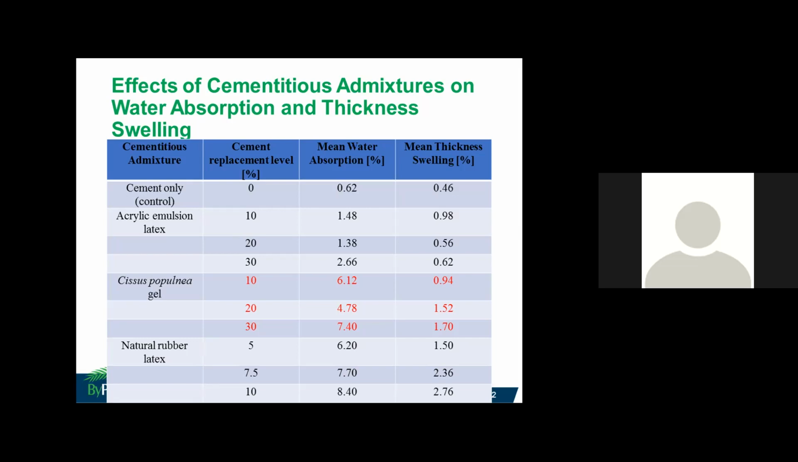But again, the Cissus populnea gel gave us a thickness swelling that is higher than some, and the water absorption is also higher. But all the thickness swelling values were below 2%. For example, for natural rubber latex, for the samples containing 7.5% and 10, the thickness swelling was above 2%, which is acceptable. Acrylic emulsion gives us a lower water absorption.